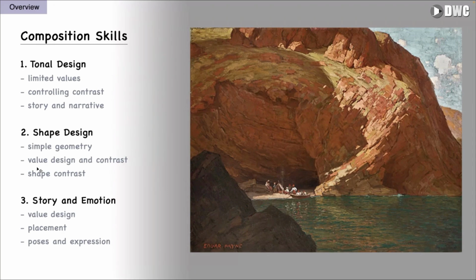And for that, we're going to look at the great Edgar Payne. Some of the things that Edgar Payne demonstrates and some of the things we're going to look at are number one, simple geometry, value design and contrast, and also shape contrast. So simple geometry is obviously things like rectangles, circles, and triangles, the most basic things.